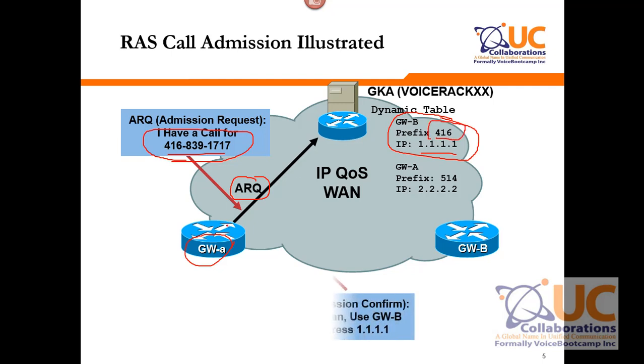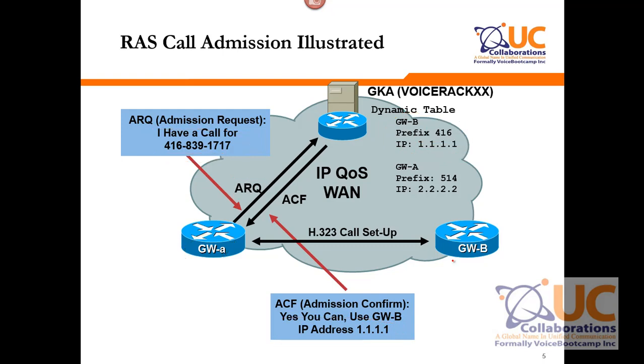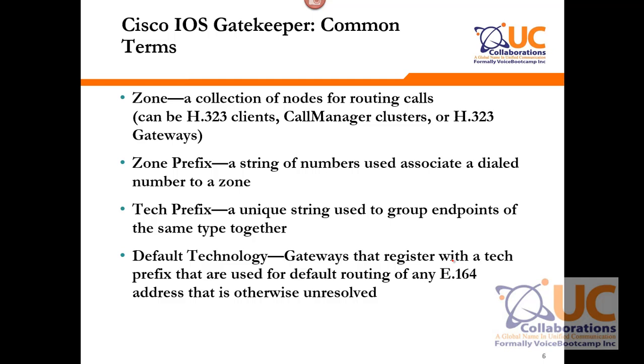So the Gatekeeper will advise gateway A, please contact this IP address, because that's the IP address available in the table. So what the Gatekeeper really does is advise the originating device which terminating device to communicate with. In that case, gateway A will initiate a direct communication with gateway B.